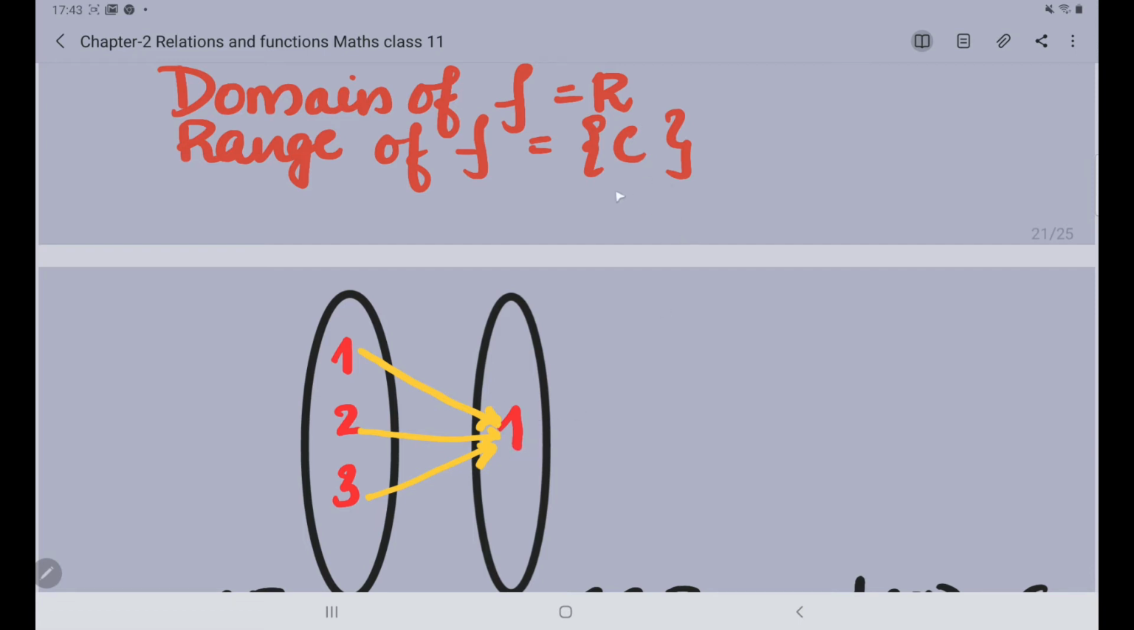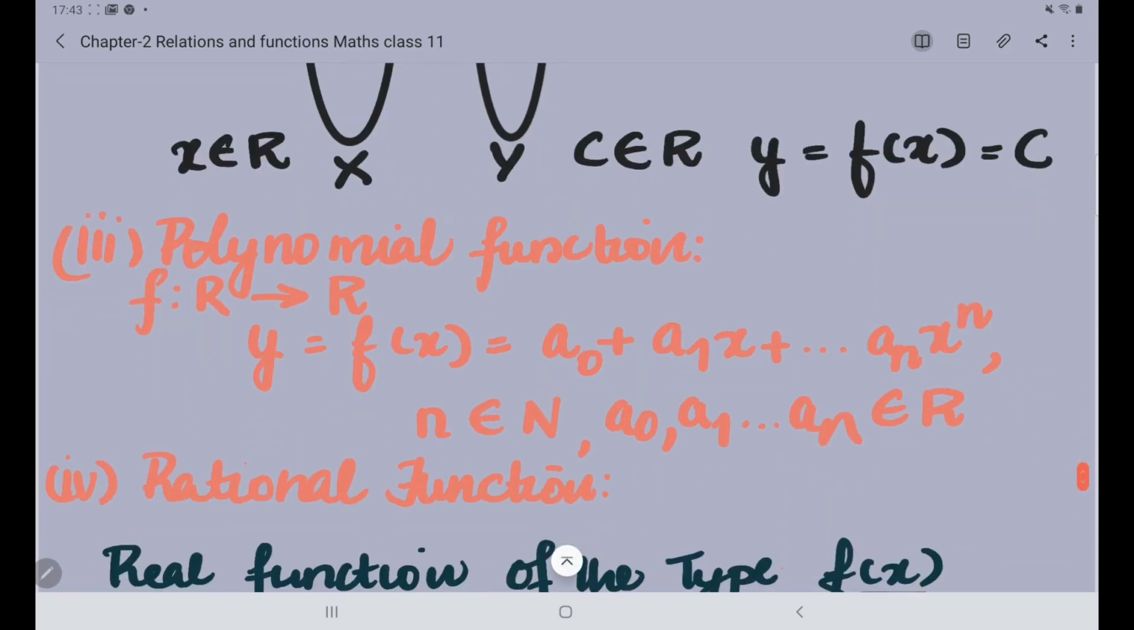So it is a singleton set with the constant value in it. So that is why the range of f is given as c. I hope it's clear. What is a polynomial function?